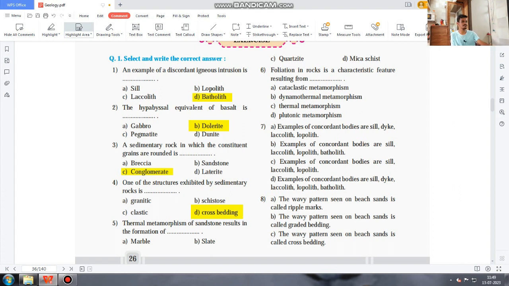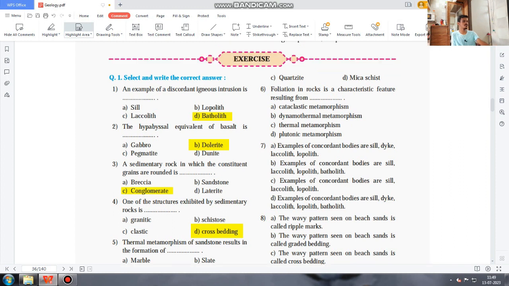Thermal metamorphism of sandstone results in the formation of quartzite. Foliation in rock is a characteristic feature resulting from dynamothermal. Examples of concordant bodies are sill, laccolith and lopolith. The wavy pattern seen is called ripple marks, right?